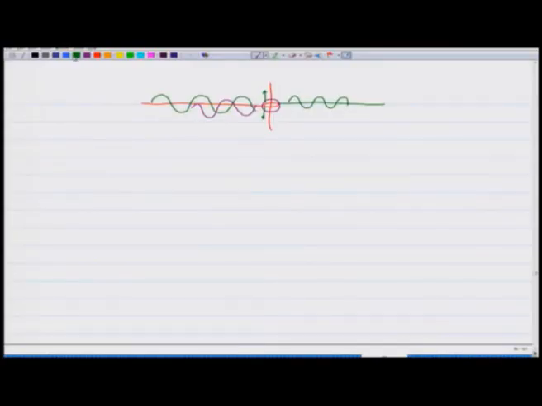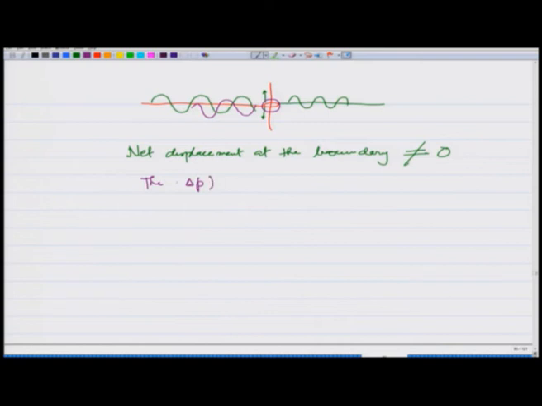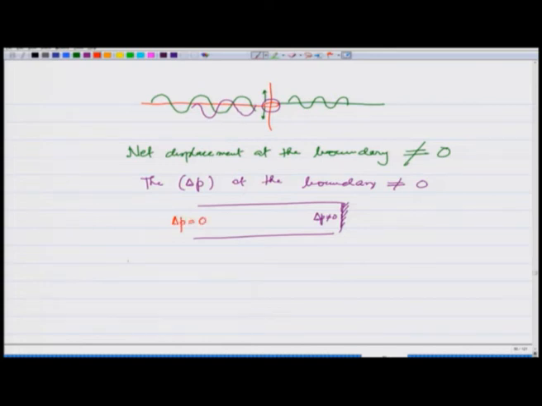So, what I am talking about is the net displacement at the boundary is not equal to 0. In terms of pressure waves, what it means is that the delta P, the pressure difference at the boundary is not equal to 0. That would happen, for example, if I have a pipe and there is a hard wall on one side. Here, no matter what the pressure difference is, nothing really happens. So, delta P here need not be 0. On the other hand, on the side where the pipe is open, delta P is 0. So, I will let you think about this, and now we will move on to discuss standing waves.